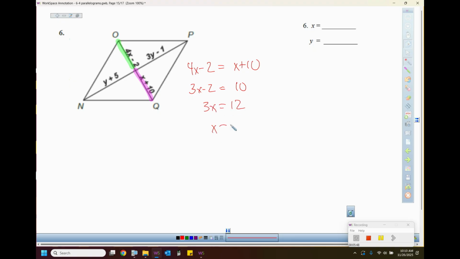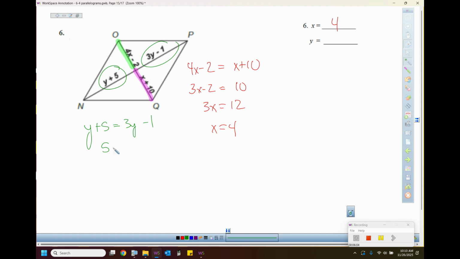And then divide by 3, baby. And x turned out to be 4. We're also in business on these guys because they only have y's with them. So we can set them equal to each other because the diagonals bisect each other. And then we could solve that for y.